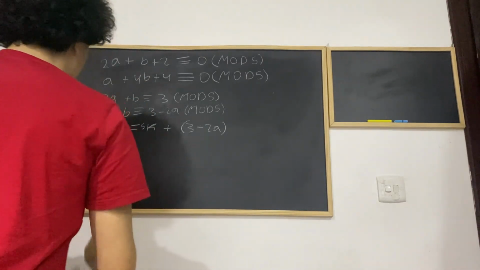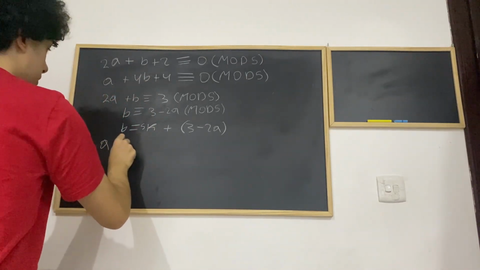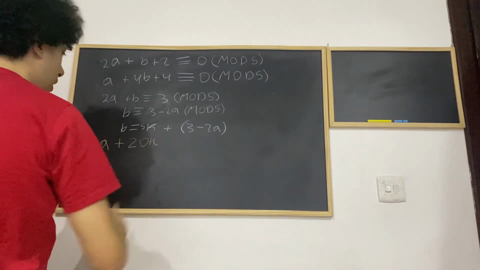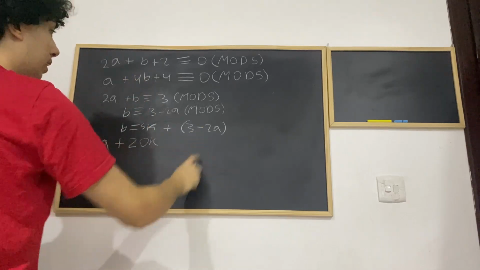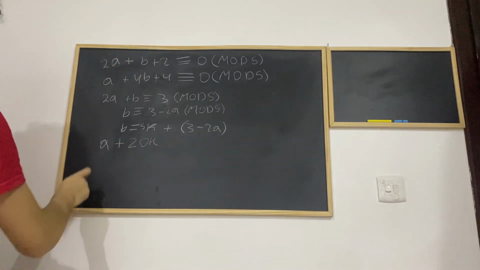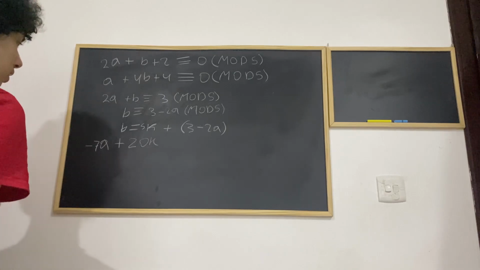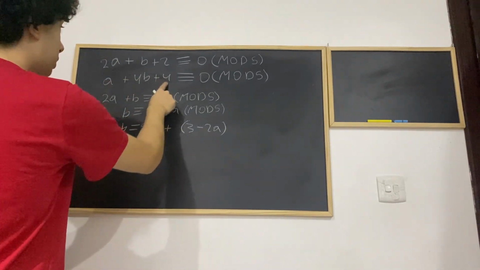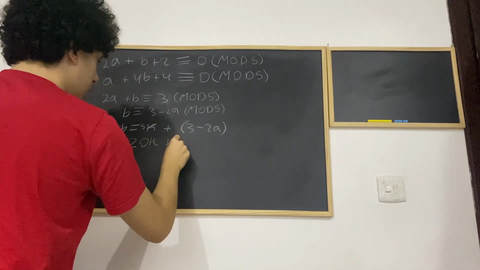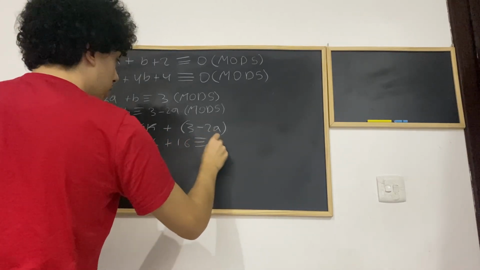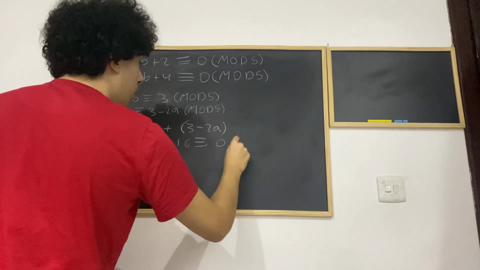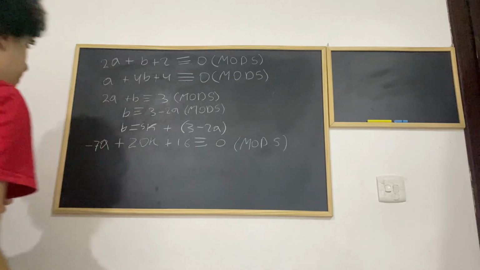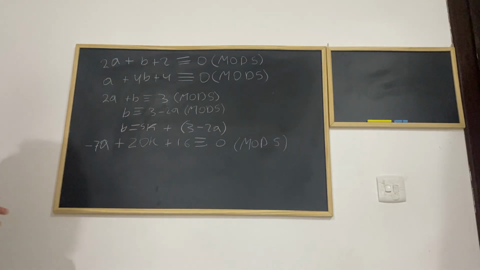Now, what we would get is a plus 4 times 5 is 20, 20k. 4 times negative 2 is negative 8, plus 1, so it's negative 7, so let's put a negative 7 here. And 4 times 3 is 12, plus 4 is 16, so let's put a plus 16 here, and this is congruent to 0 mod 5, correct? So what can we do here?